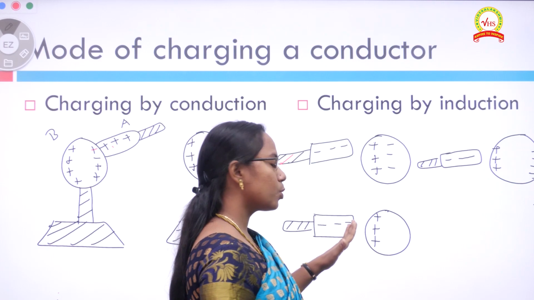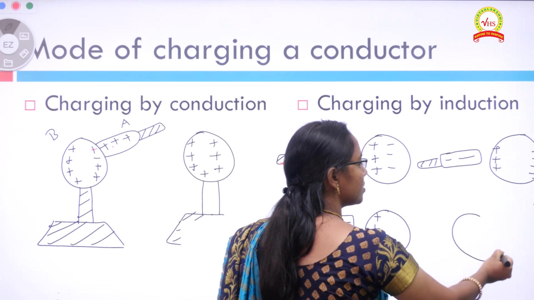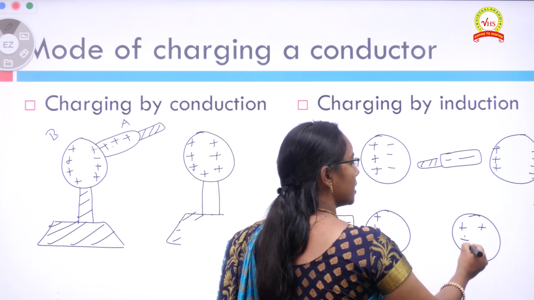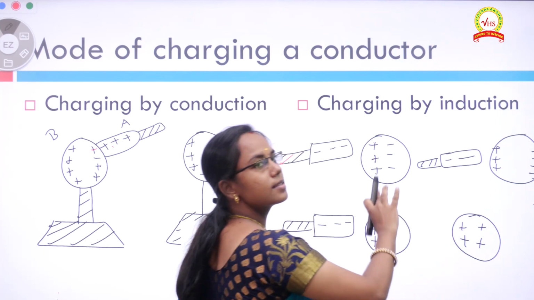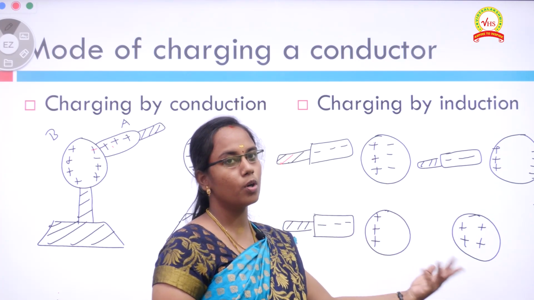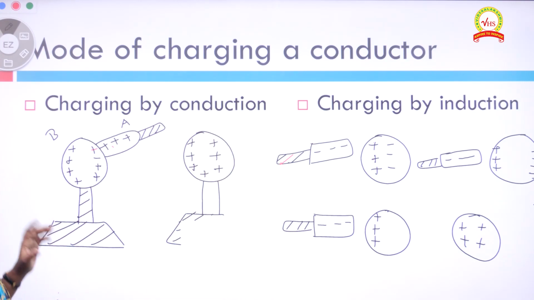Now what I am going to do? I am going to remove this plastic rod. Once I remove this plastic rod, the positive charges existing in the object will be moved inside the sphere, inside the atoms, and will be located everywhere. So it is completely converted into a positively charged object. So these are the two methods of charging objects: charging by conduction and charging by induction.